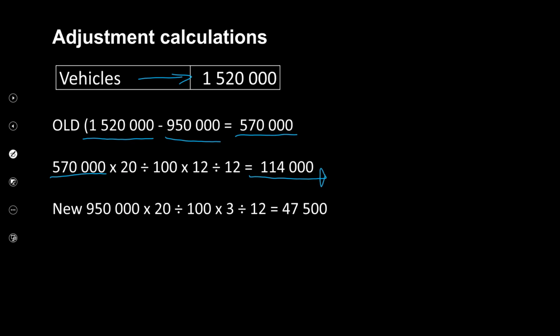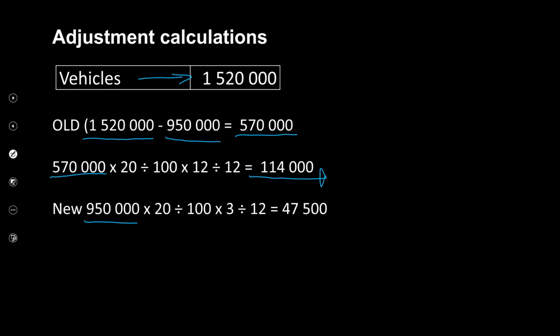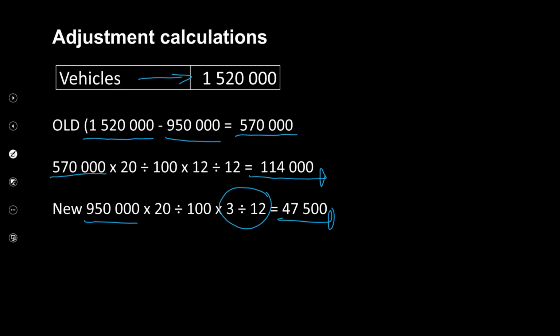Let's do the new vehicle. We purchased the new one for 950,000, times 20%, which is my rate of depreciation, times 3 divided by 12. And that gave me a figure of 47,500. Why times 3 divided by 12? This vehicle was purchased on the 1st of December, so it was used for December, January, and February. That's where we're getting the 3 months from.